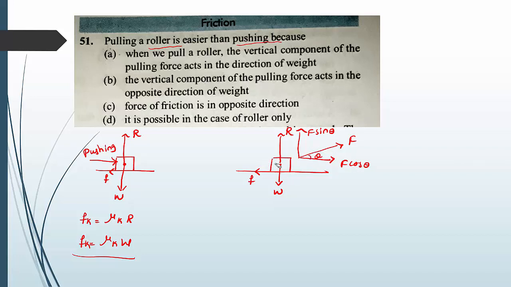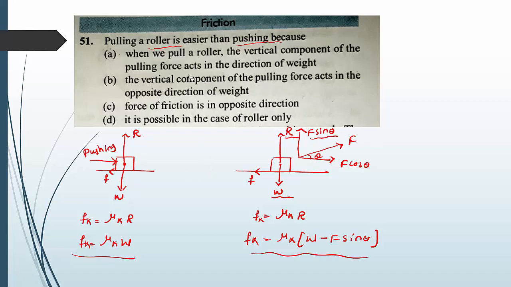Now observe the differences. Again friction is given by the formula Fk equal to mu k into R. Mu k keep as it is. What to write in place of R? Normal reaction. In vertical direction, two forces are acting, F sin theta and R upward, and W downward. So in place of W, we get weight of the block minus the component F sin theta. This is the difference. So we require less force in pulling in comparison to pushing the roller. Therefore pulling is easier than pushing, right?